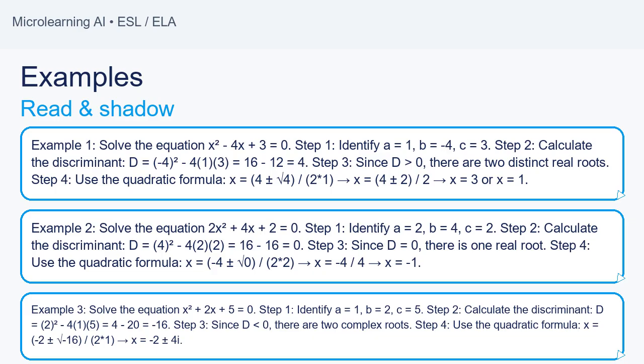Step 4. Use the quadratic formula. X equals negative 2 plus or minus the square root of negative 16, over 2 times 1.